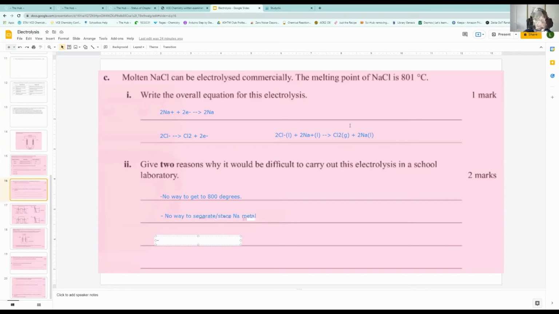And so this is looking at the products. We're looking at problems with sodium. Problem with chlorine gas. No way to store the gas. That might be a thing. And no way to carry out safely given that we've got chlorine gas around.